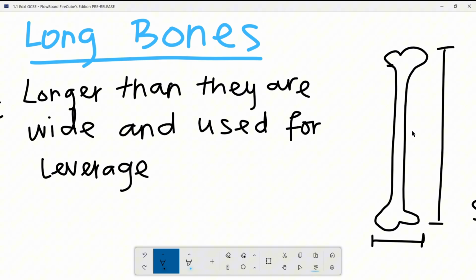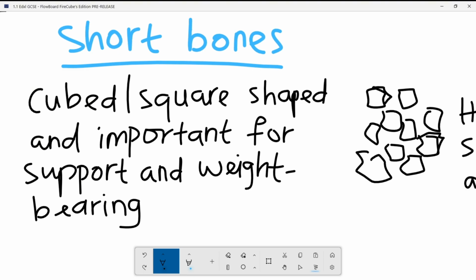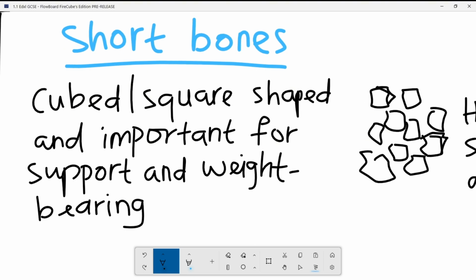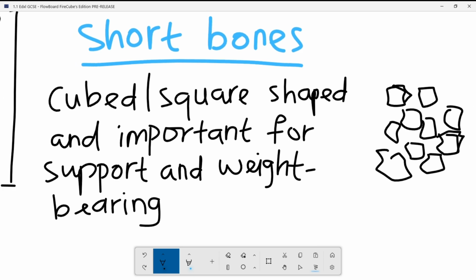Very common examples of long bones are your thigh bone, your lower leg, your upper arm and your lower arm bones. These are obviously long bones because, as we can see, they are longer than they are wide. Next, we have short bones. Short bones are cube or square shaped, and they are very important for weight bearing activities, and they also provide support and stability. You can see a little sketch here on the right of what short bones would primarily look like. They're very small, cube and awkwardly shaped.